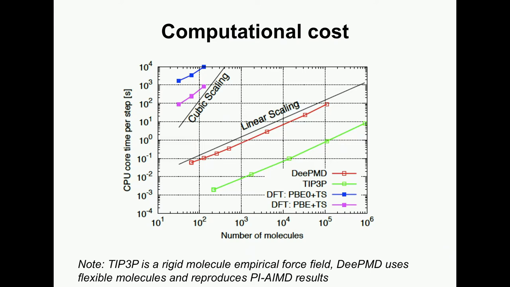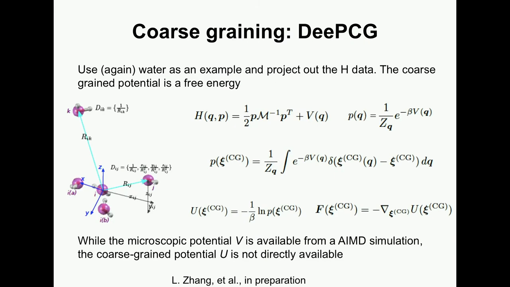As I said, the approach scales linearly because each local energy depends only on the coordinates of the atoms that are within the environment. And here there is a comparison. This is the linear scaling. This is what we get with DPMD. This is TIP3P, a force field with rigid molecules, so it is cheaper than this, but this is much cheaper than the original density functional calculation. These are at the PBE-TS level, and these are at the PBE0-TS level. So, so far, the first part of the talk.